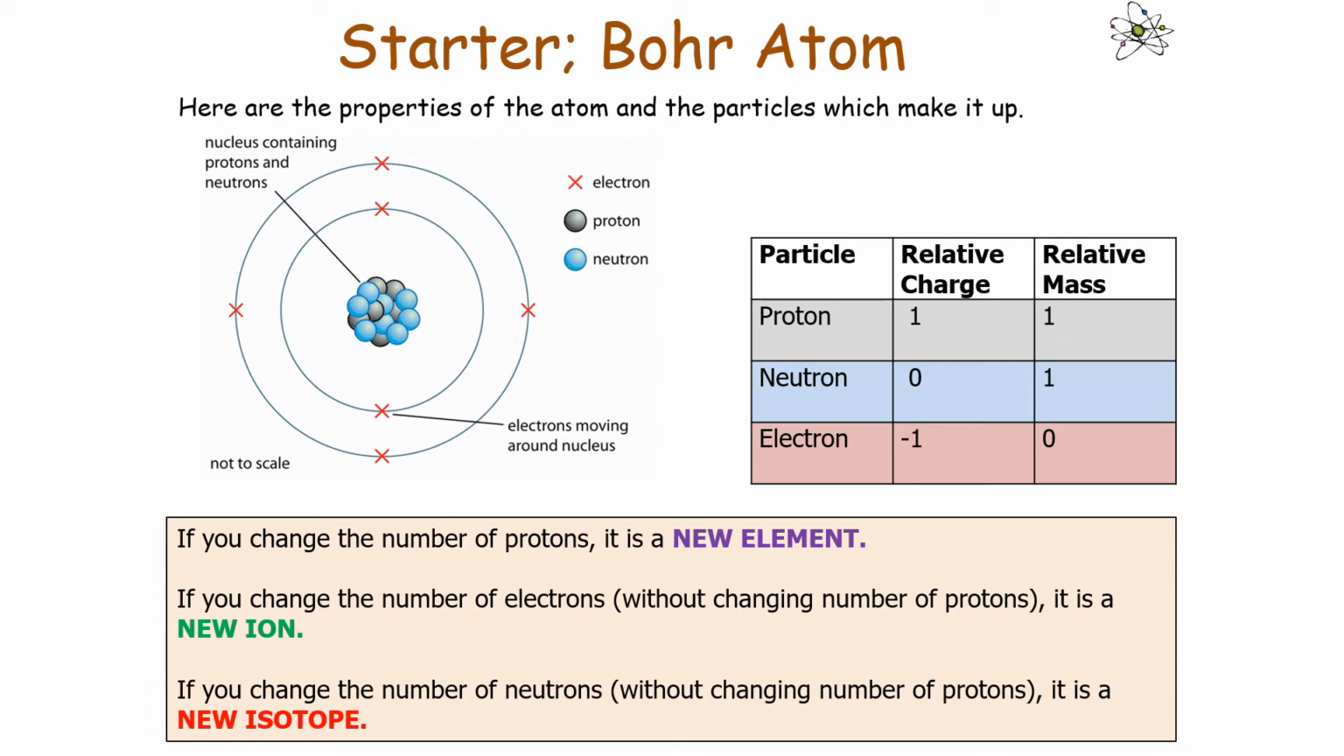So to summarize the idea of the atom, we know that the proton and neutron exist in the nucleus in the middle of the atom, and the electrons exist in energy levels around the nucleus. The proton has a charge of 1 and a mass of 1. The neutron has a charge of 0 and a mass of 1, and the electron has a charge of -1 and a mass of 0. If you change the number of protons, it's a new element. If you change the number of neutrons without changing the number of protons, it's a new ion. If you change the number of neutrons without changing the number of protons, it's a new isotope.